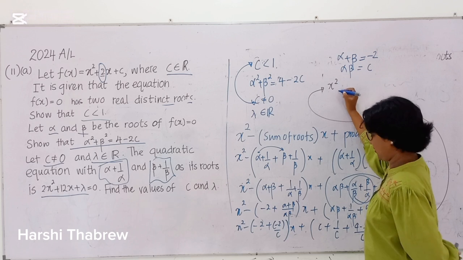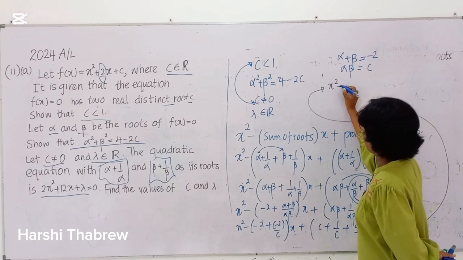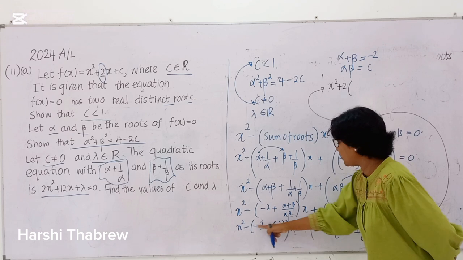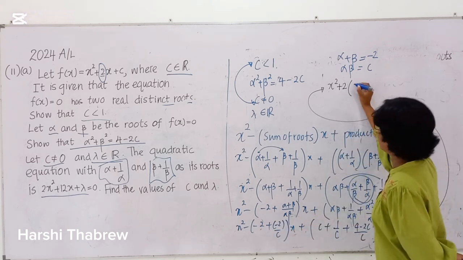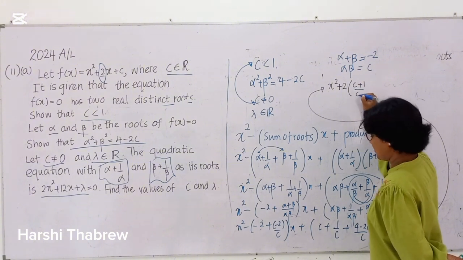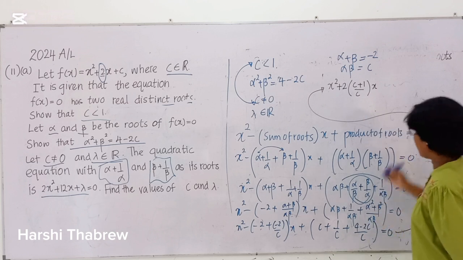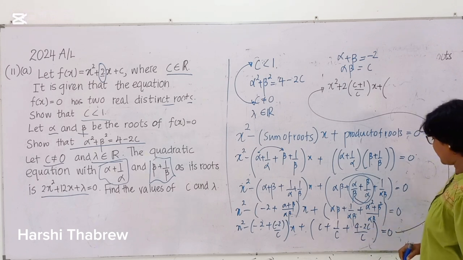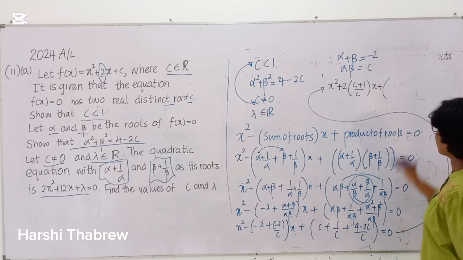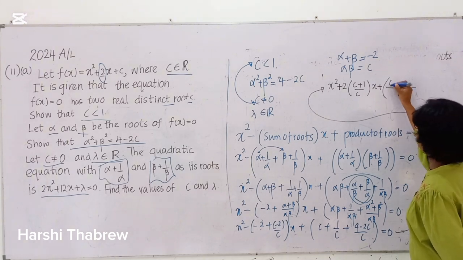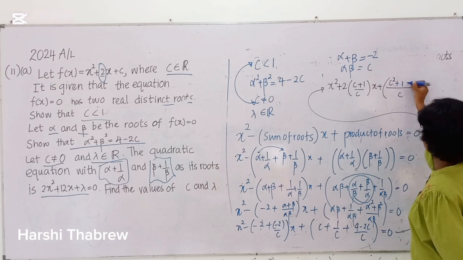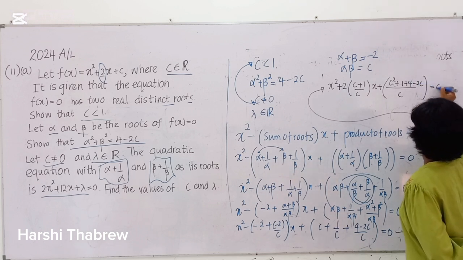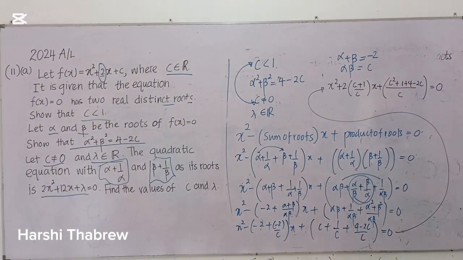x squared plus 2 times, minus 2 can be taken out of the brackets, and you can find a common denominator for this part. So it's c plus 1 over c times x plus, here c is the common denominator. So you can write c over there. You have c squared plus 1 plus 4 minus 2c equals c. Okay, now I am going to clean this.